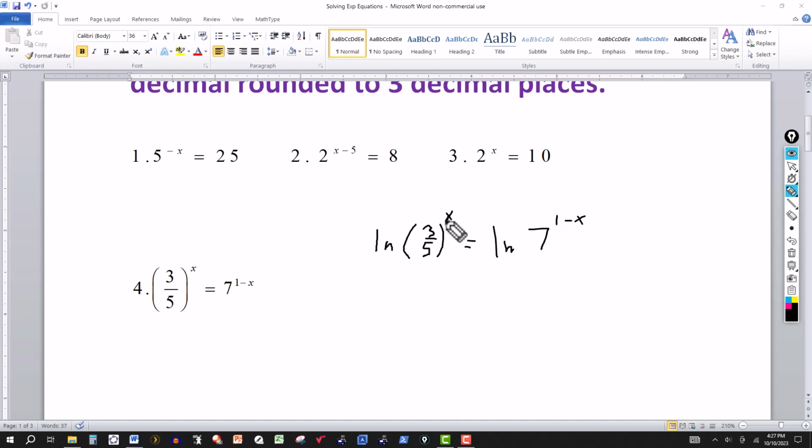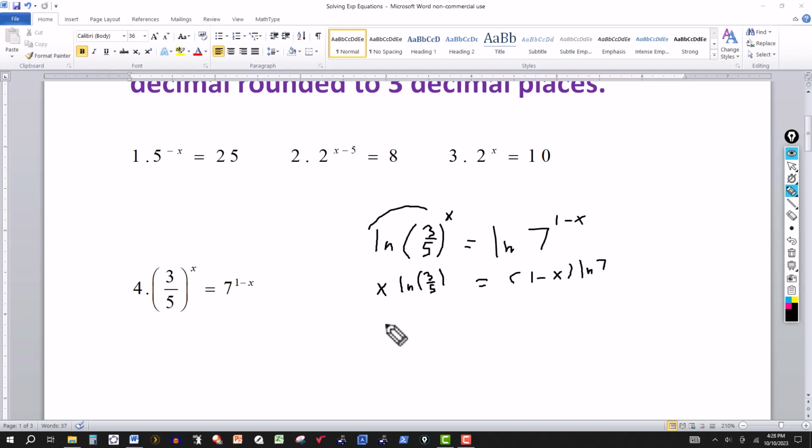Then I'm going to use properties of logs. I have 3/5 to the x. This is going to come out in front here, so that's going to be x, and this will be the natural log of 3/5. On the right side, again, same property. This exponent will become a coefficient, so I'll just put it out here, 1 minus x, and I'm left with the natural log of 7.